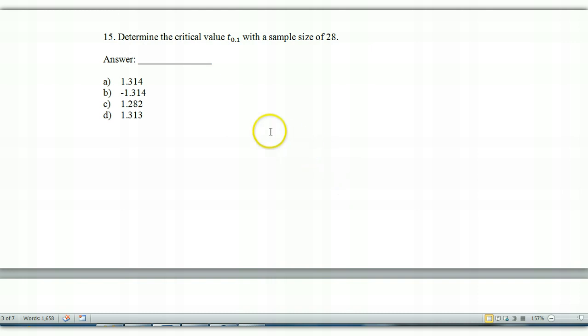Alright, determine the critical value t.1 with a sample size of 28. If it's a t critical value, because not everybody has that feature on their calculator, the only way that I showed you guys was to use the table. And you will have a table present for your final. But because some of the 83s don't have the feature that the 84 does to do this, then you need to use the table. So we need to have kind of a uniform way to do it.